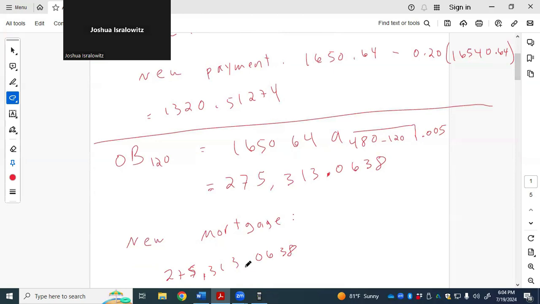Yeah, as I think I've said in prior solution videos, I personally like to write numbers down for exam FM. It just helps me remember what numbers are associated to what, like this 275,313 is my outstanding balance. The 1320 is my new payment. But you don't really have to do that. You can just use the memory keys.